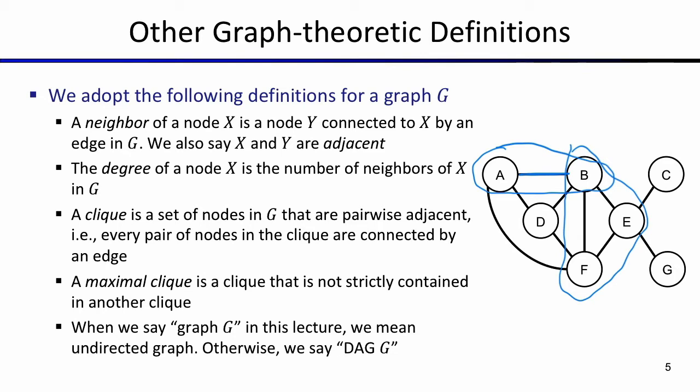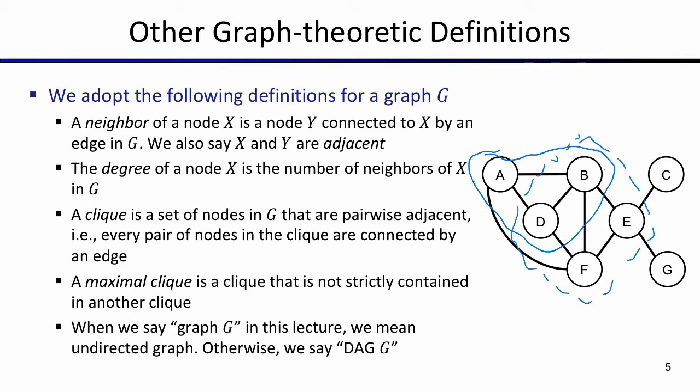And we have the idea of a maximal clique. That is a clique that is not strictly contained in another clique. So, for instance, A and B, they are a clique, but they are not a maximal clique because there is another maximal clique that involves A, B, and D. So we have a maximal clique that is here, right? And we can also think that, for instance, B, D, F, and E are not a clique because there is no connection between D and E. So we need that every pair of nodes in a clique to be pairwise adjacent.